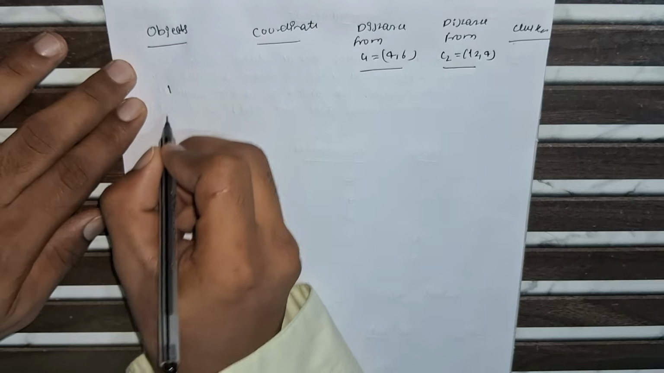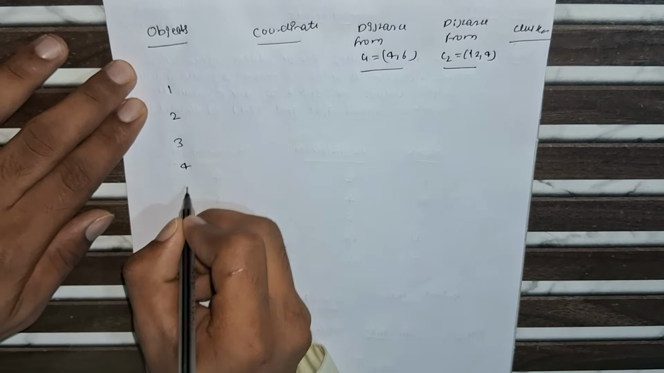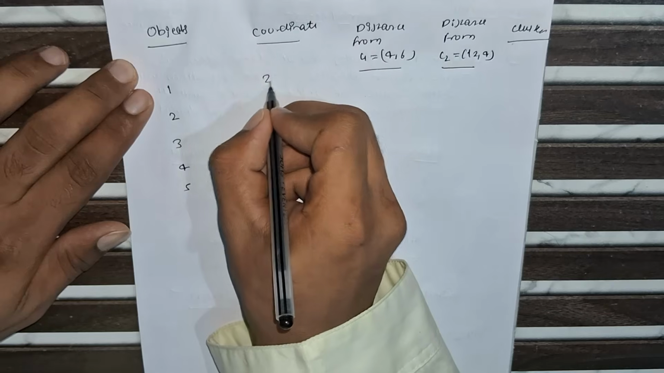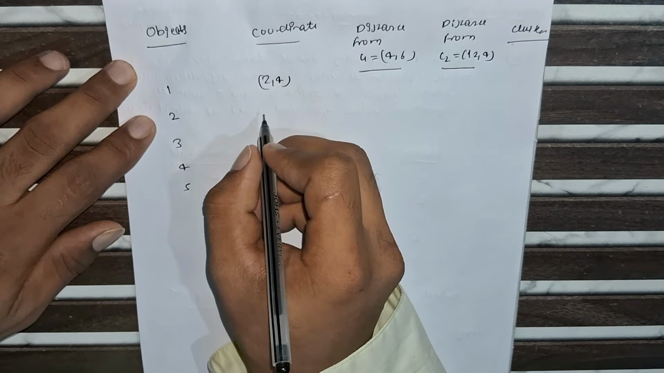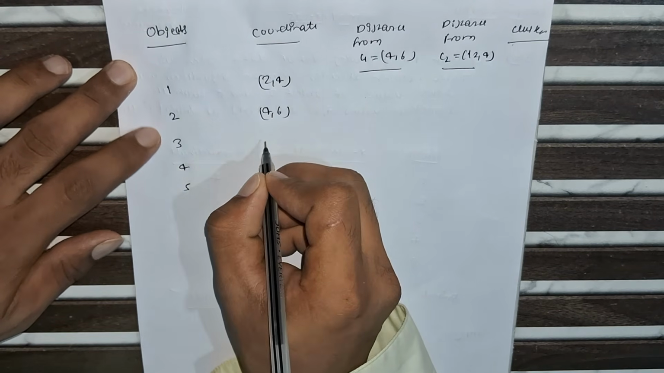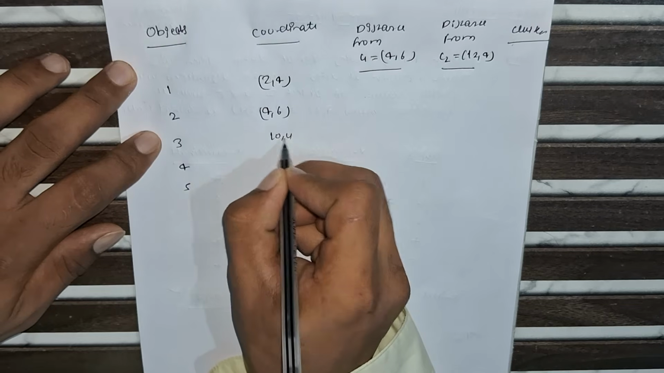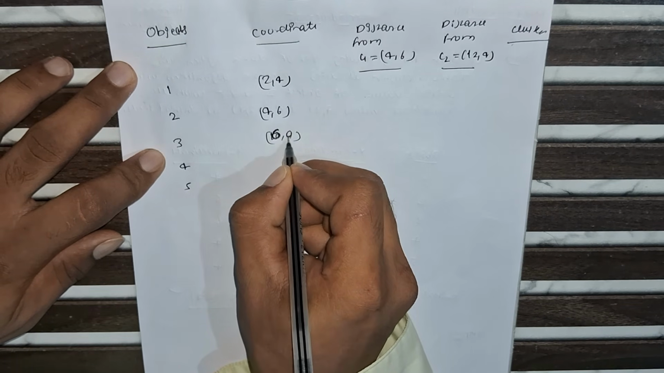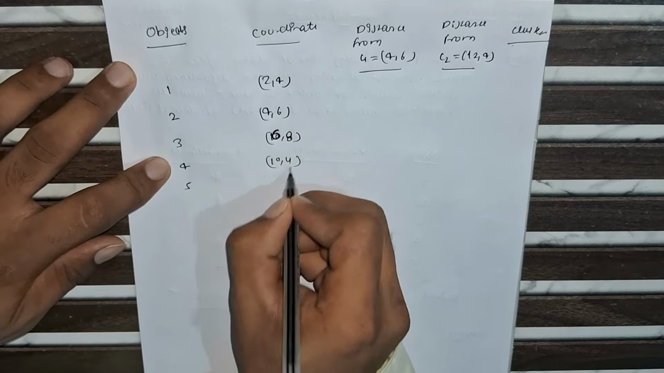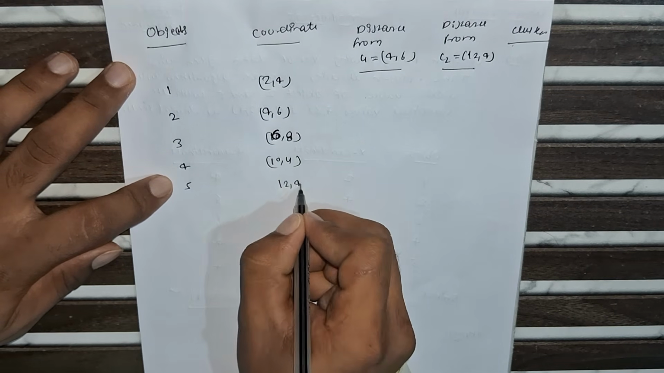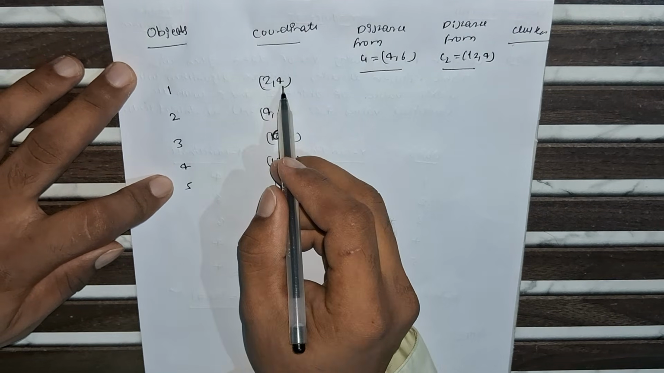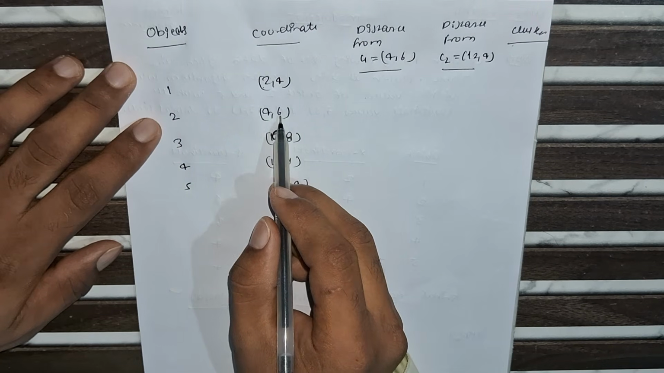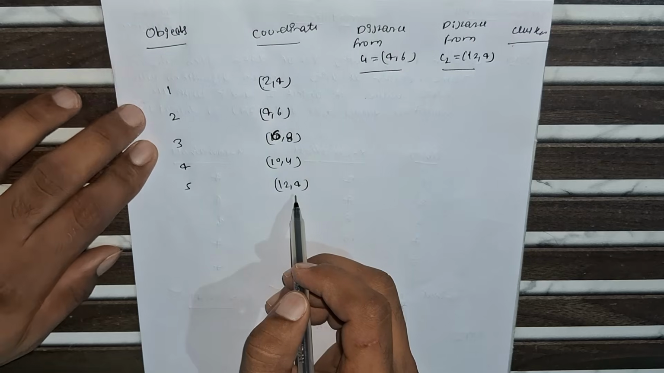So these are 1, 2, 3, 4, 5 objects, and the coordinate of object 1 is 2,4, object 2 is 4,6, object 3 is 6,8, object 4 is 10,4 and object 5 is 12,4. This is nothing but x and y. For object 1, x is 2, y is 4; for object 2, x is 4, y is 6. Like that we are making our coordinates here.